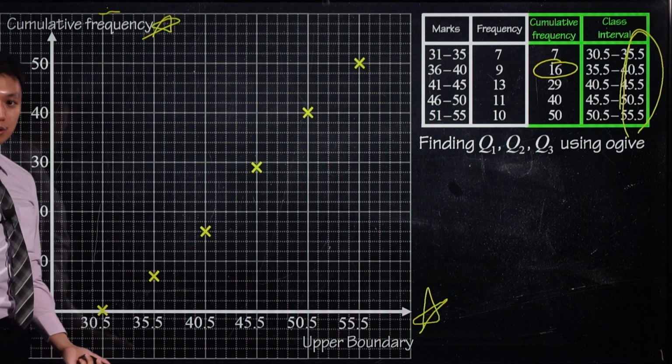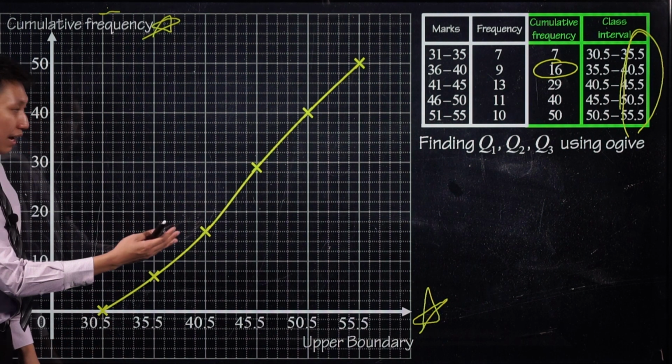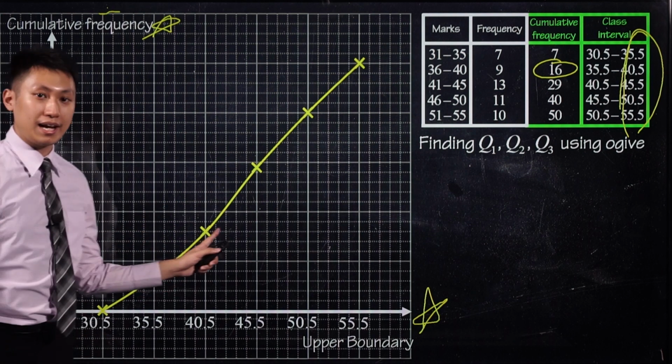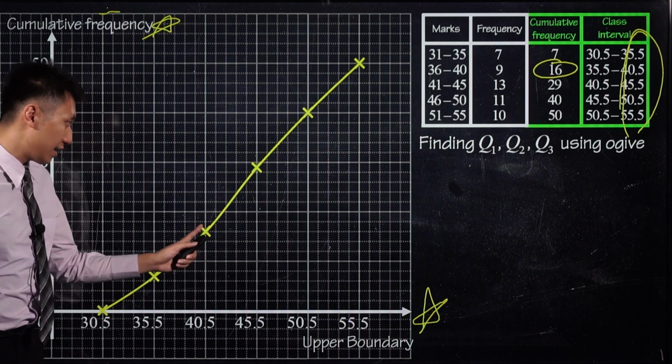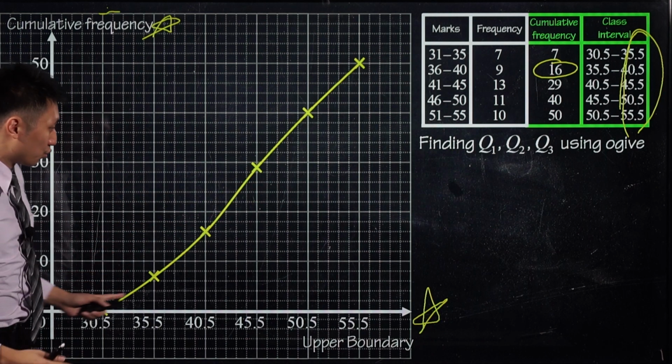Now what do I do when I draw an ogive? I join the points together and make sure it's not a straight line. If it's straight lines, you will have corners, and you don't want that. You want a smooth curve.